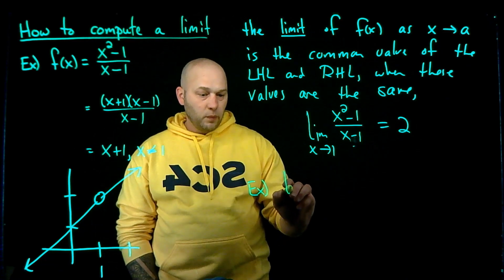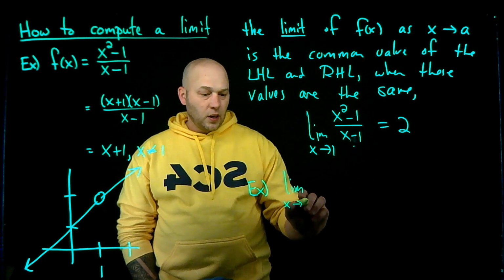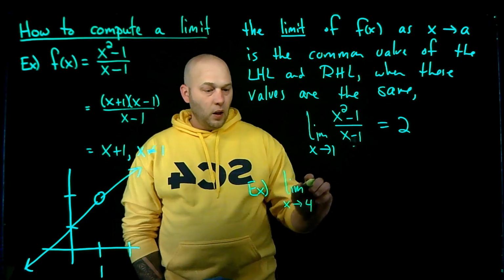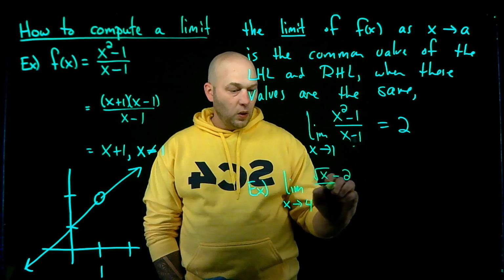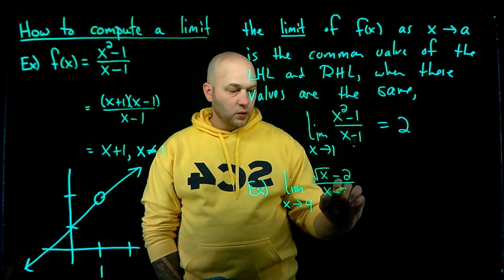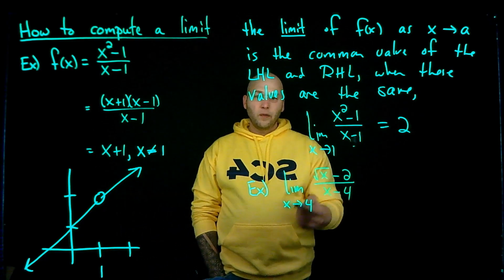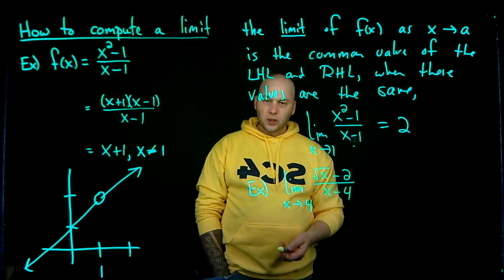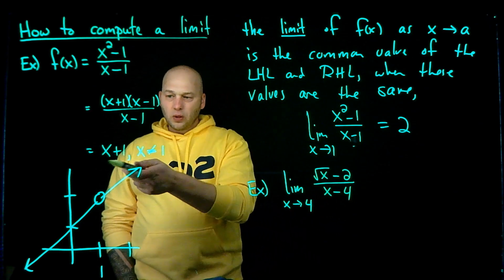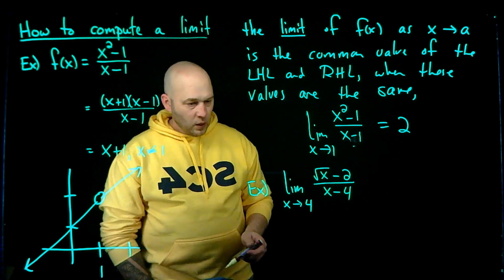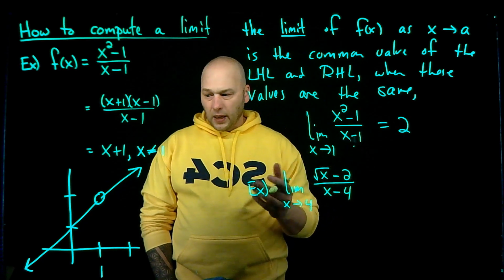So let's say I wanted to compute the limit as x approaches, let's say, 4 of the square root of x minus 2 over x minus 4. So this would be a shifted square root function divided by a linear function if I was to graph it. So it's a little more complicated than this guy over here, which is reduced to a linear function with a hole in it. So therefore, I'm not going to solve this or compute this by graphing it.